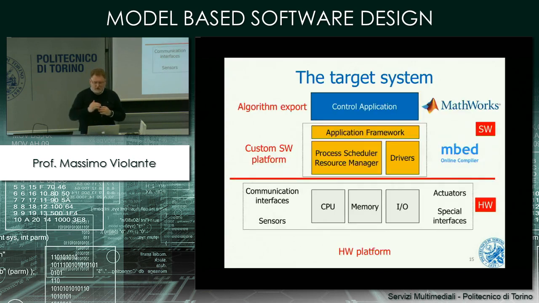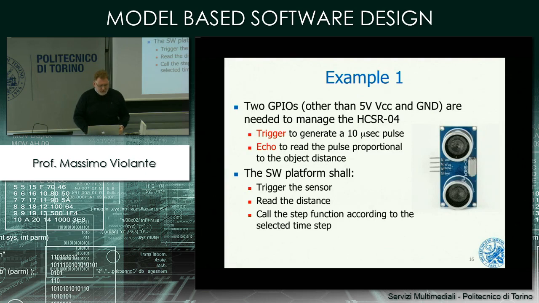So we need to partition our application in 2 pieces of software. One is custom written using some C code, and the purpose of this code is just to trigger the sensor and read the distance. Then the distance will be provided to the control application that will do whatever else is needed. Okay? So, first point, how to trigger the sensor, how to get the echo.